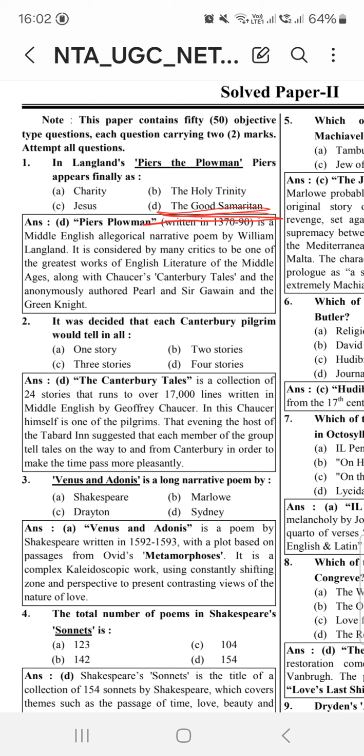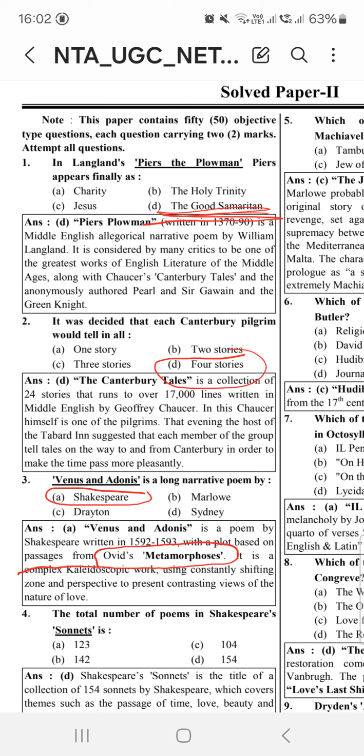Second question, it was decided that each Canterbury Tales pilgrim would tell in all how many Canterbury tales? That answer is 4 stories, 2 on the way each side. Third question, Venus and Adonis is a long narrative poem written by Shakespeare. The answer is Shakespeare, and Shakespeare wrote this poem in 1592 and 1593, and whose plot is based on the passage from Ovid's Metamorphoses.